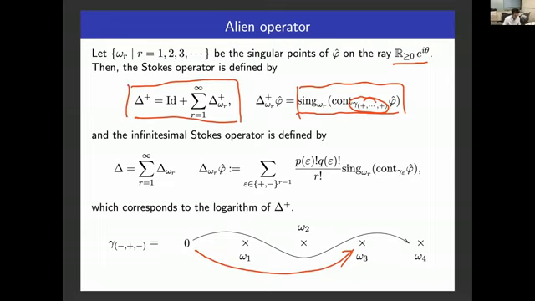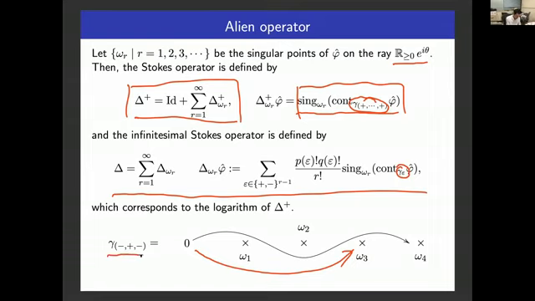And the infinitesimal Stokes operator is defined in this way here, and it corresponds to the logarithm of the Stokes operator delta plus. By combinatorial calculation, we can show that delta is the logarithm of delta plus. But anyway, delta is defined in this way. And here the path gamma epsilon corresponds to this path here.